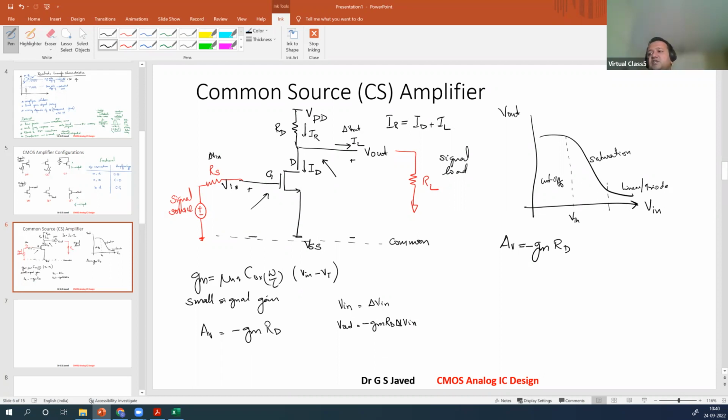This is gm VGS, right? Now VGS will be translated into the voltage. Voltage is delta V in. So gm VGS multiplied by the RD, so that would be your output. So this is the large signal analysis.